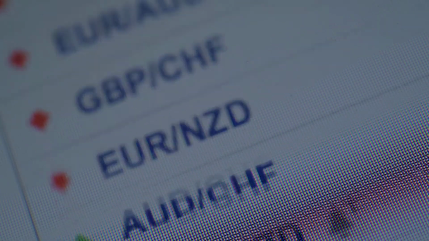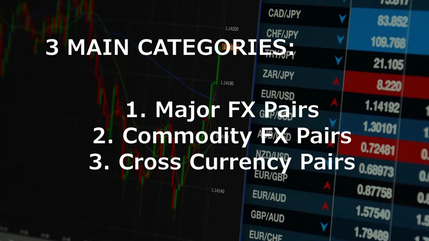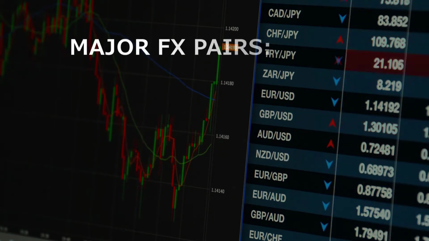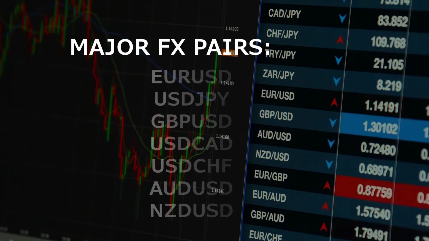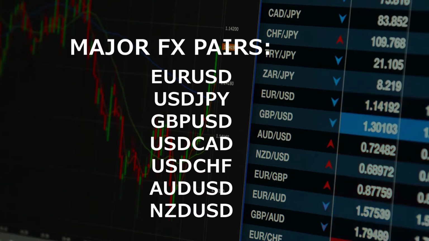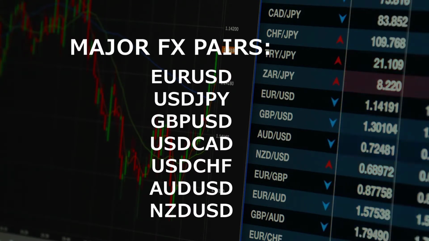Now these currencies can be broken down into separate categories, and there are three major categories that they will be put into. The first group is called the major FX pairs, and that's got 7 pairs in there. That's the euro against the US dollar, the pound against the US dollar, the US dollar against the yen, the US dollar against the Swiss franc, the Australian dollar against the US dollar, the New Zealand dollar against the US dollar, and the US dollar against the Canadian dollar.